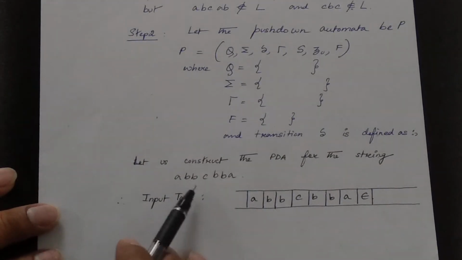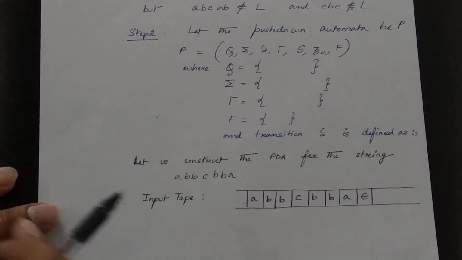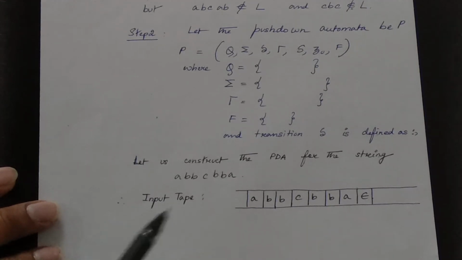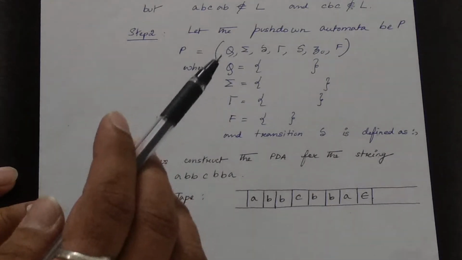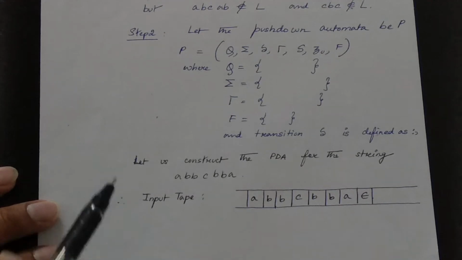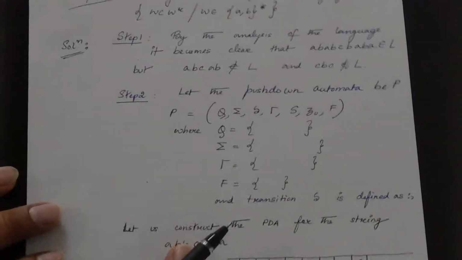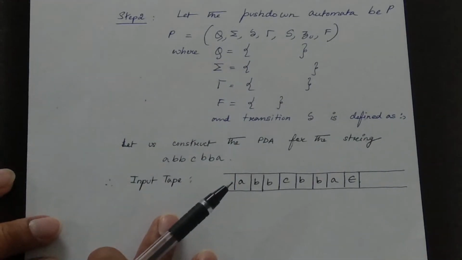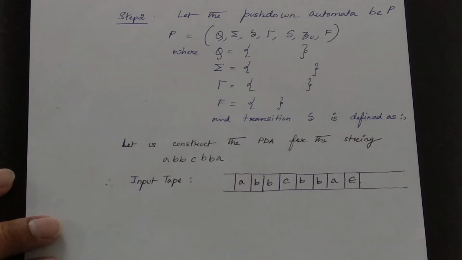I have taken a string a, b, b, c, b, b, a, but I will show you universally. While writing the transition function, you have to work it out with this string only. Is this clear? Again, I'm repeating: I am assuming only this particular string, and based on it I will construct the PDA. But here, I will show you the universal transition diagram for this language. While writing the transition function steps, you have to use this string and then show the transition function steps.